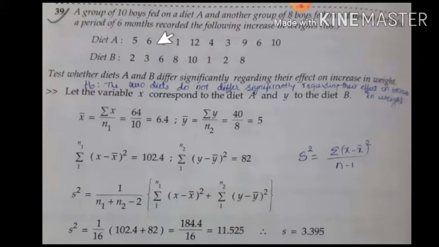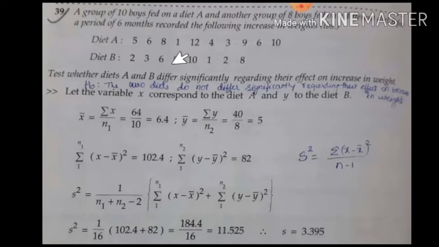One of the concepts in student T distribution we come across is where the calculation of T will be done based on the difference of means. It means the mean value calculated for diet A and the mean value calculated for diet B. Using the difference of these two means, we are obtaining the T value.